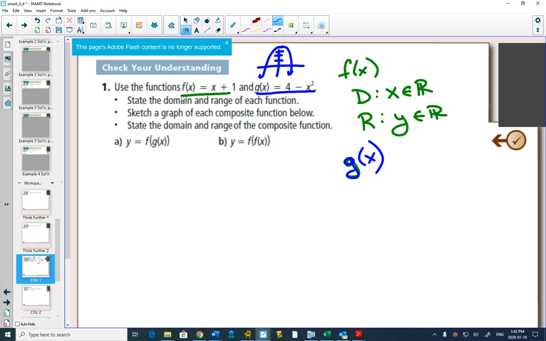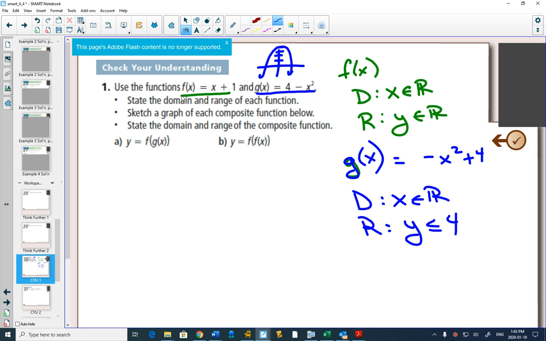For the blue one, which is g of x, g of x is a parabola. You might want to rewrite g of x as negative x squared plus 4 so that you can see that it's a parabola opening down, shifted up 4 units. And now that we see that, I know that for parabolas, my domain is everything. My range is y is less than or equal to 4. Again, for your range, if you can draw a graph, you can do the range easily. So we're really connecting this to our transformations unit where we drew all those graphs from before.